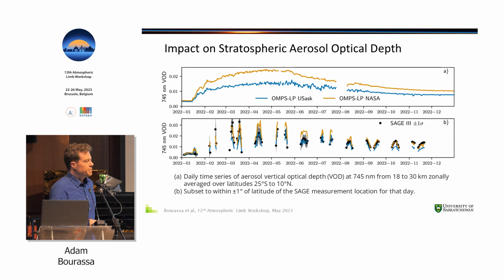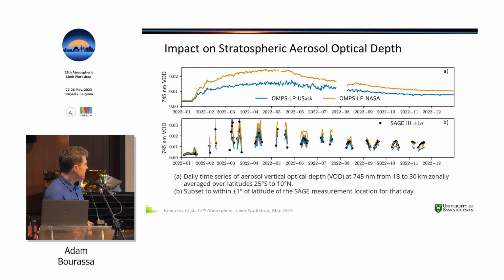Okay, and ultimately this impacts the integrated values that we like to use, like stratospheric aerosol optical depth. So if you just calculate the vertical optical depth from 18 to 30 kilometers, zonally average from 25 south to 10 north, and make a time series, you can see that there's actually quite a bit of difference that persists for quite a long time. So this is causing a reasonably big effect.